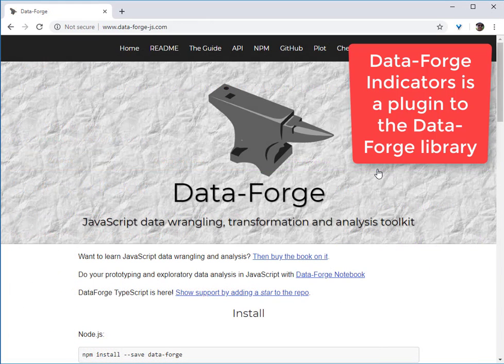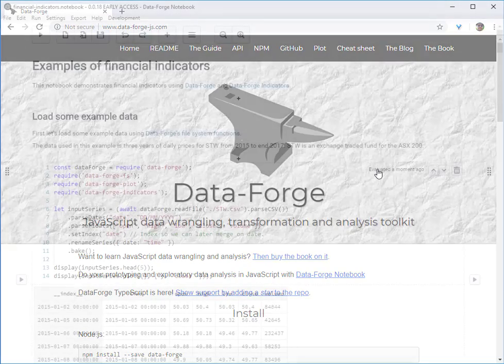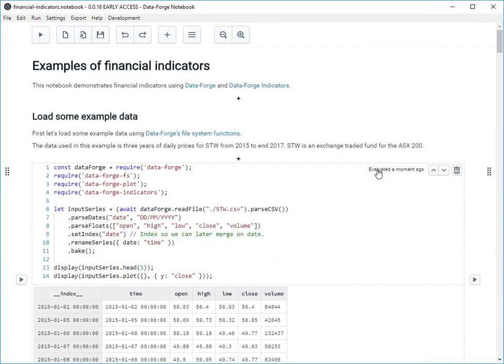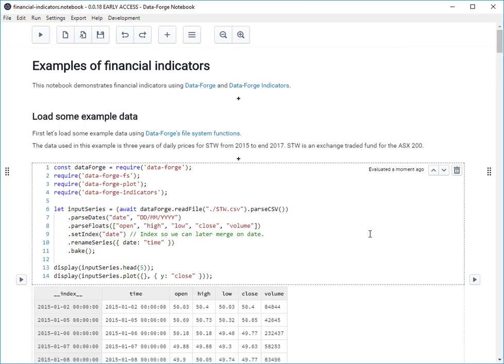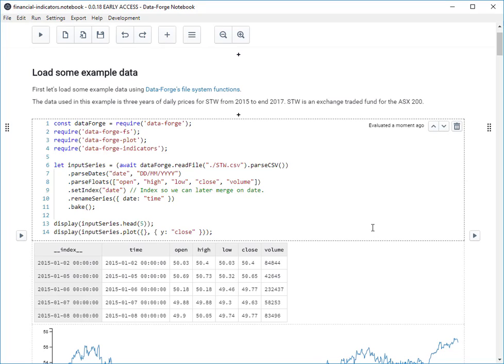DataForge Indicators is actually a plugin to DataForge, which is my open source toolkit for data wrangling, transformation, and analysis with JavaScript. Here's the new example notebook that's gone into DataForge Notebook. It's got an example of all the indicators that are currently in DataForge Indicators, and there's more indicators being added all the time. The first thing we do in the notebook here is prepare our data.